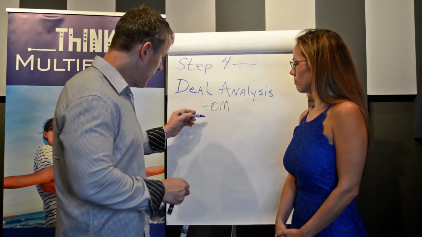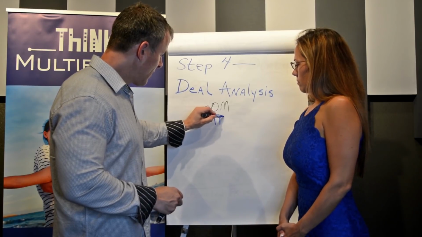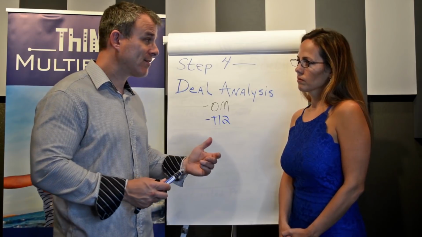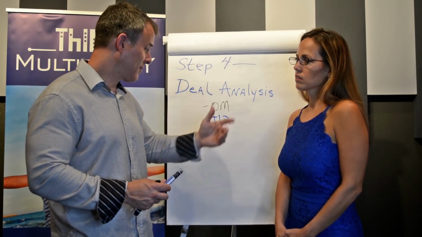You're going to also want a T12, or the trailing 12. That's the profit and loss for the last 12 months. All the revenue, all the expenses, things like that.